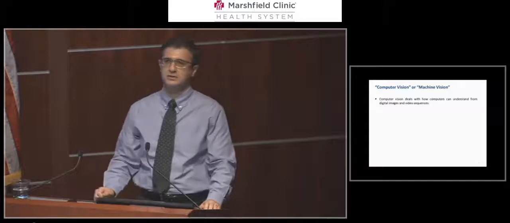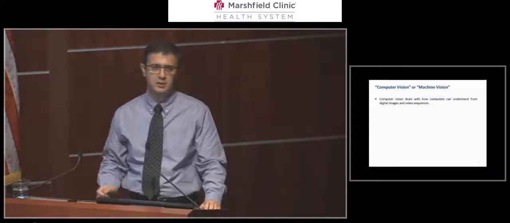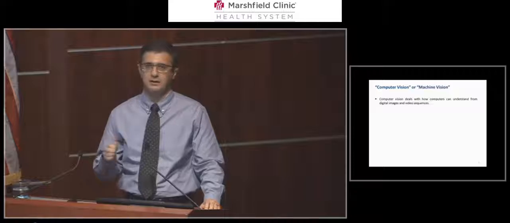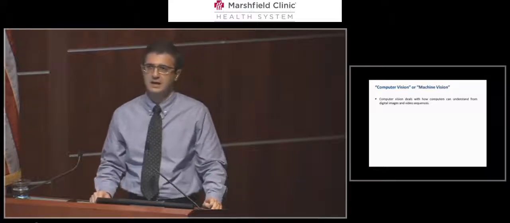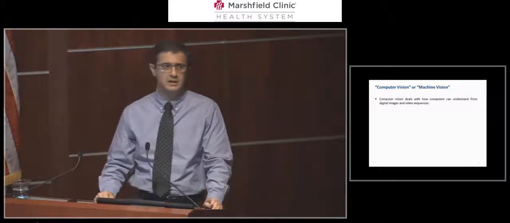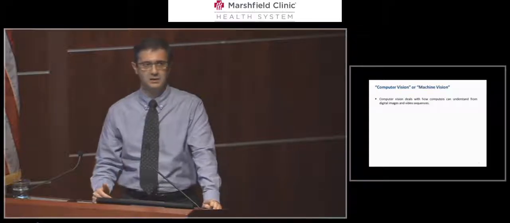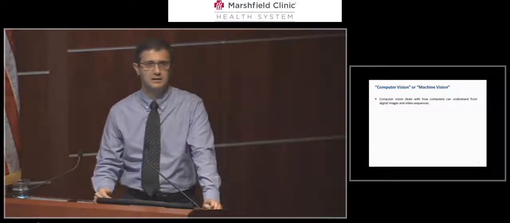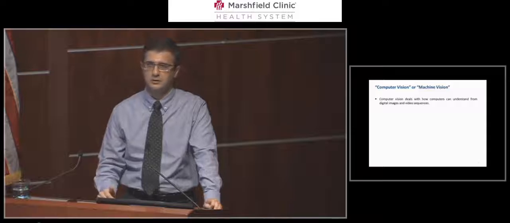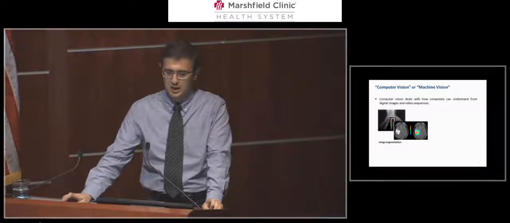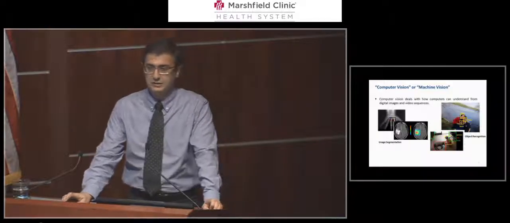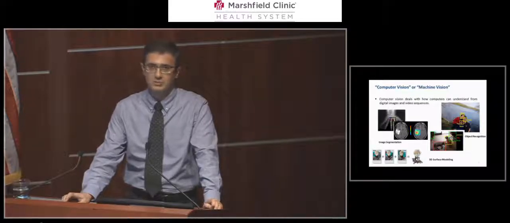What is computer vision and why should we bother with this? Computer vision, as a very fascinating computational method, deals with how computers can see and understand from digital images and video sequences. Many computer vision algorithms are available now, which aside from lending practical and theoretical contributions to other fields, have demonstrated successful applications in image segmentation, object recognition, and 3D surface modeling, which is the major part of this talk.